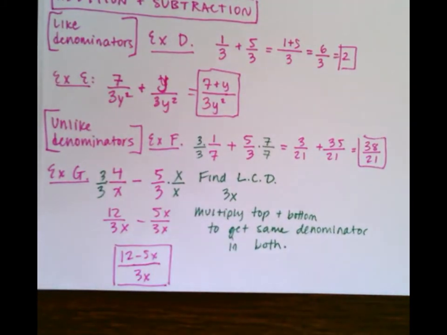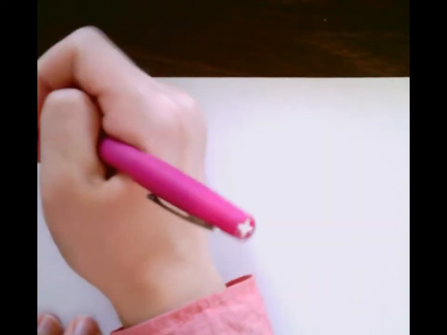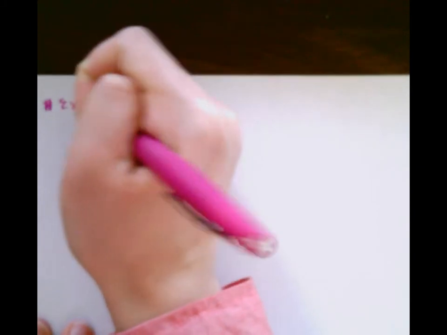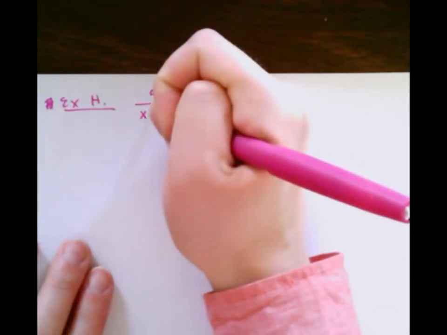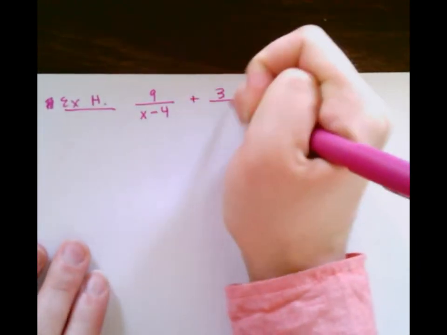Okay. Let's look at another one that's a little more complex. So that was G, so then this will be example H. I'm going to just do 2 more examples. I'm sorry if this video is getting a little long, but I think it'll be helpful for class tomorrow if we do more rather than less here.